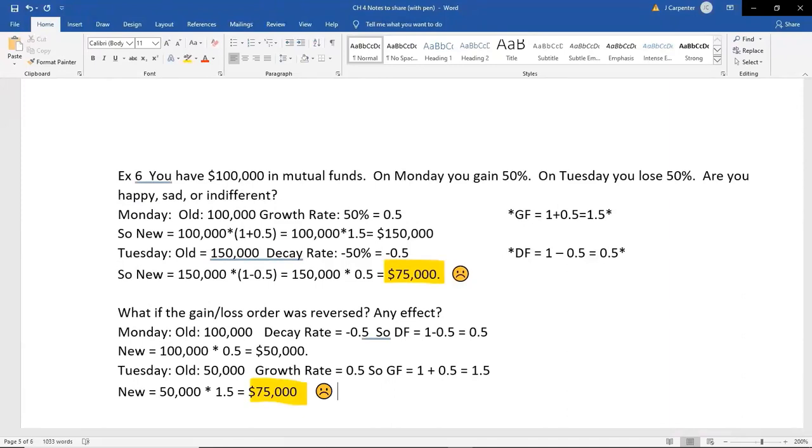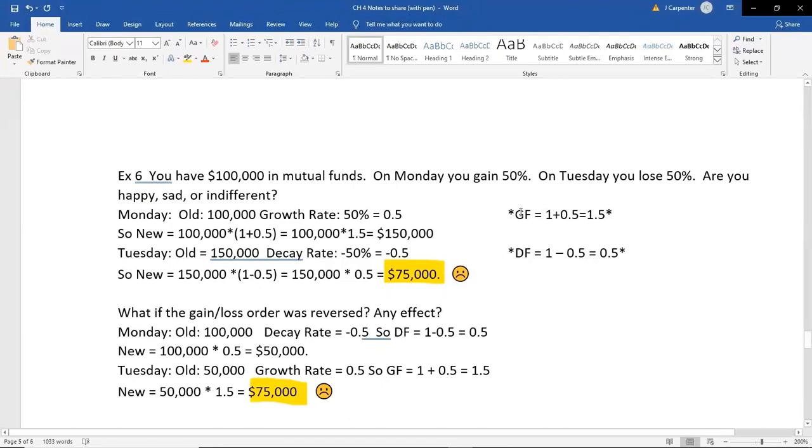Past results do not guarantee future results. This is not financial advice in any way. This is just for educational purposes only. When we get into chapter 9, you'll hear me say that a lot.